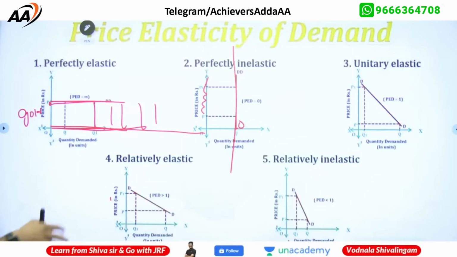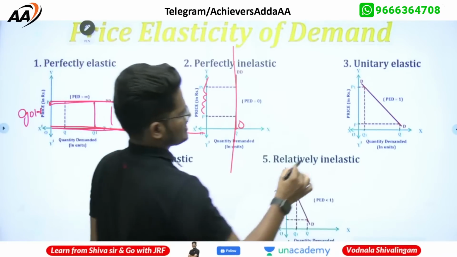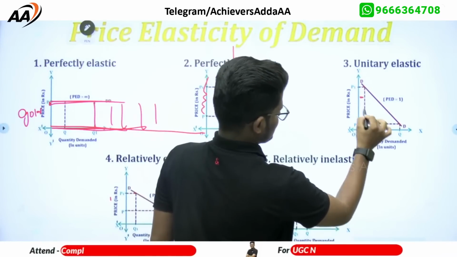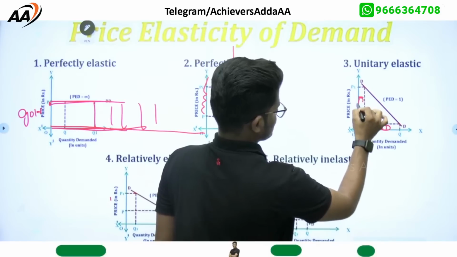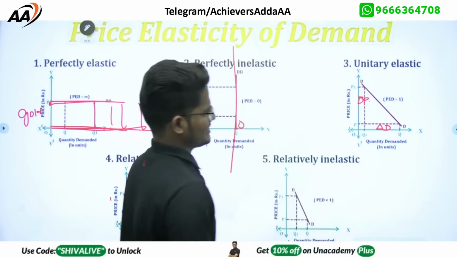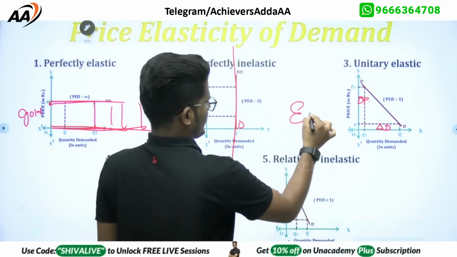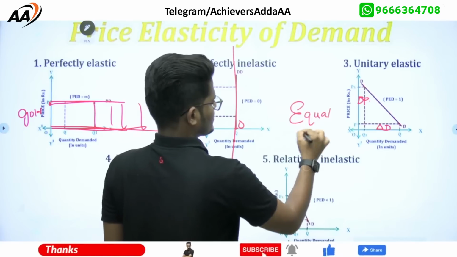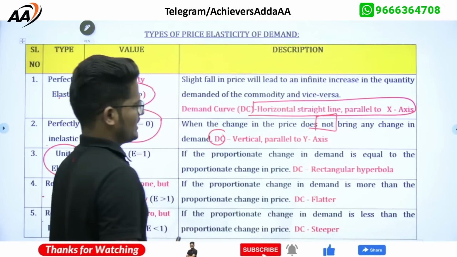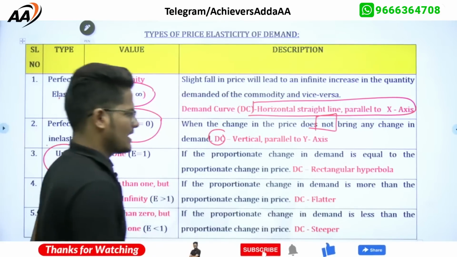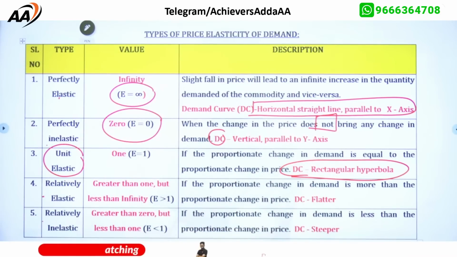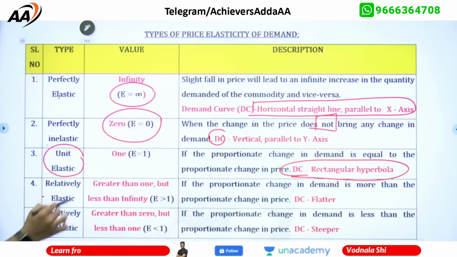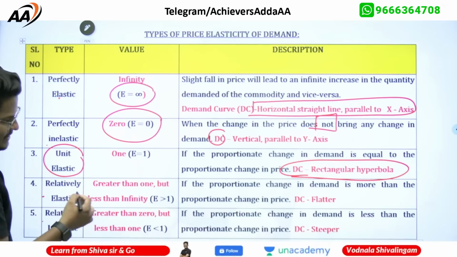Next, unitary elastic. Proportionate change in price is equal to proportionate change in demand, both are equal. So when an equal proportional change is happening, that will be unitary elastic, which is a rectangular hyperbola.